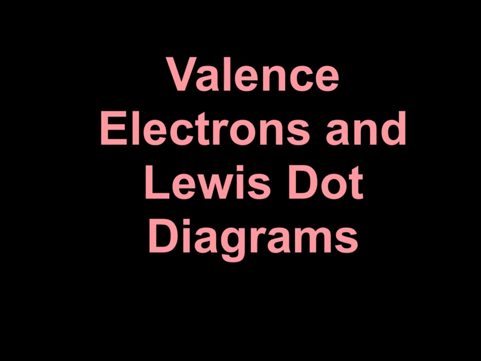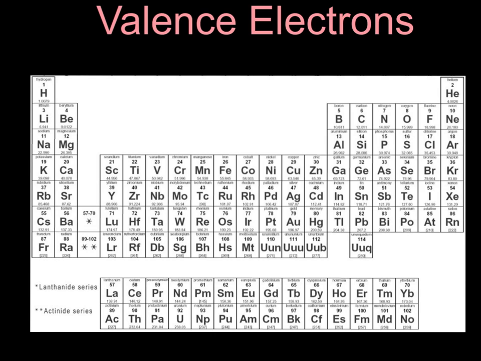This screencast is on determining the number of valence electrons in elements from the periodic table and drawing Lewis dot diagrams. Determining the valence electrons from the periodic table is actually quite simple. What you need to do is just look at which column the element is located in.